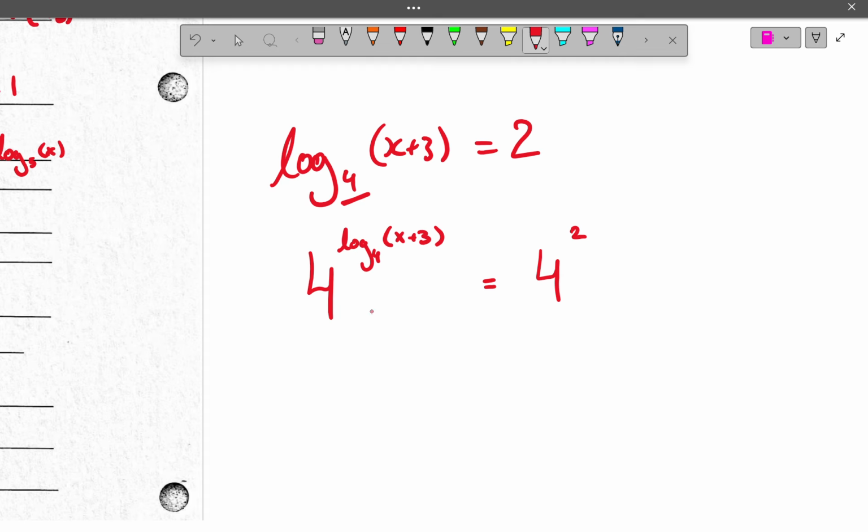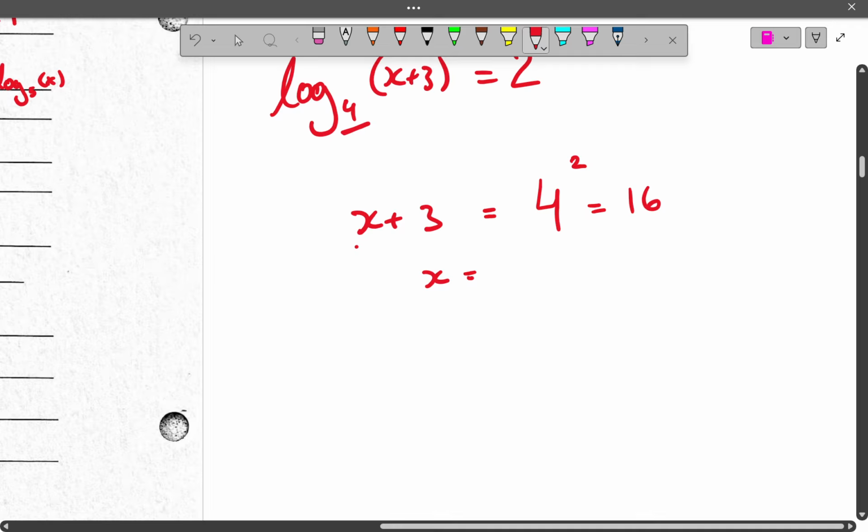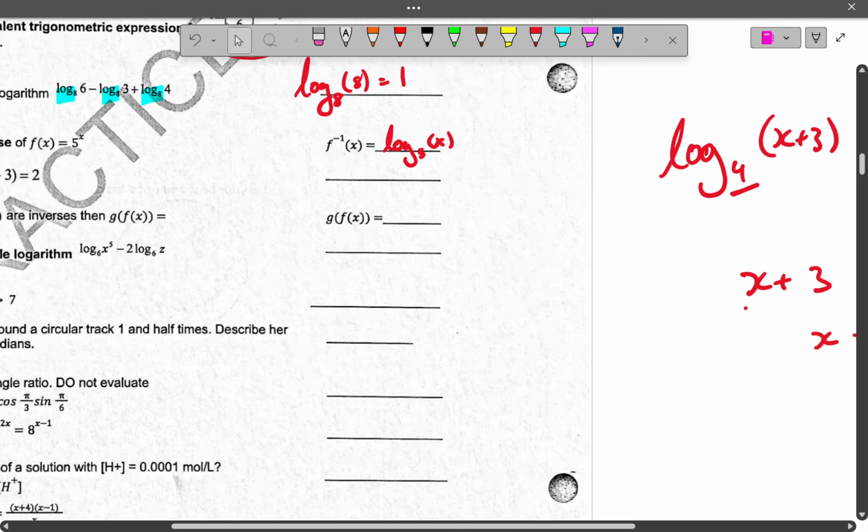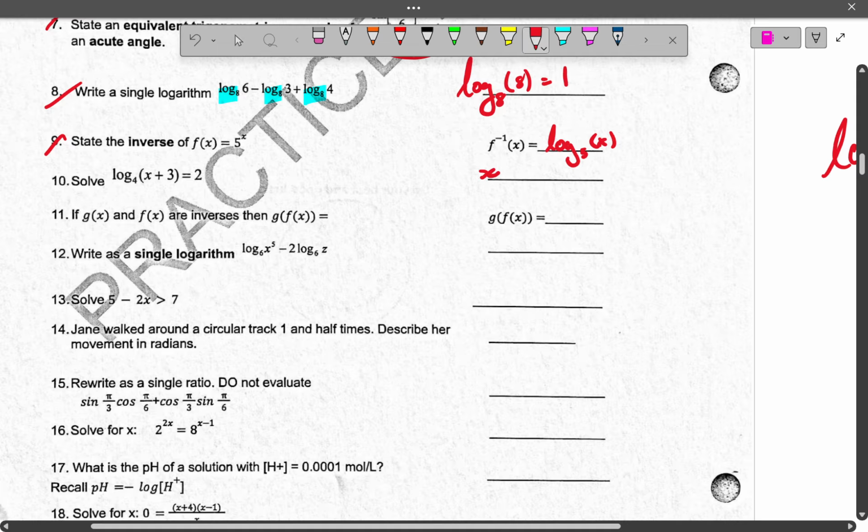On our left-hand side, I have an exponent and a logarithm. These are opposites of one another, and they end up canceling each other if their bases are the same. Here I have a base of 4, and I have a base of 4 here. So these are going to cancel each other out, and that will just leave me with whatever I have up here, which is the x plus 3. So my answer is x plus 3 is equal to 4 squared. If you square 4, that'll give you 16. And so x on its own has to be 16 minus 3, or 13. So that would be your answer. x equals 13 for 10.